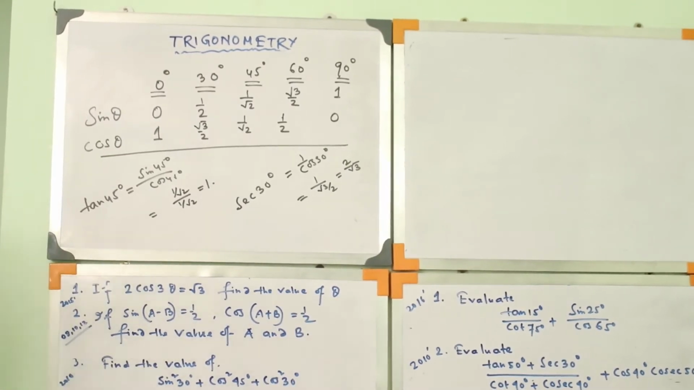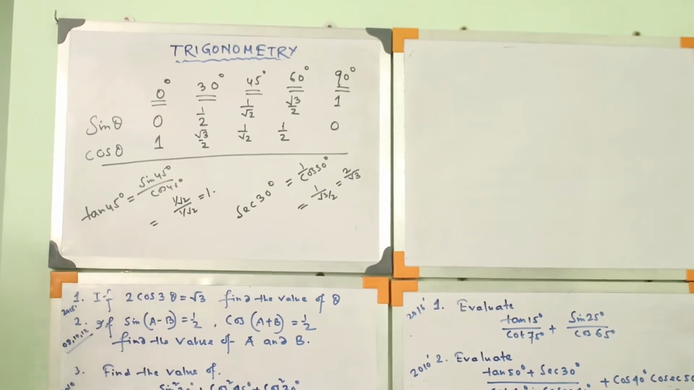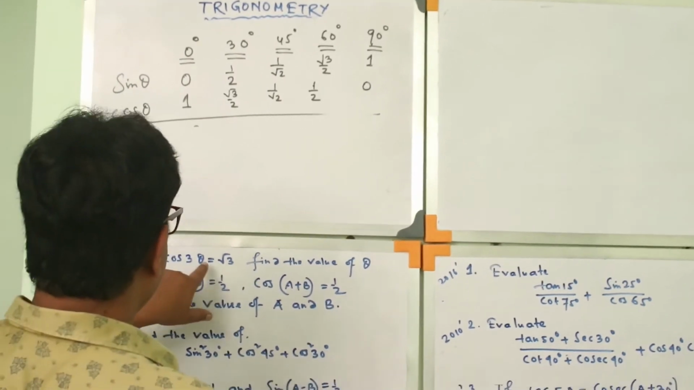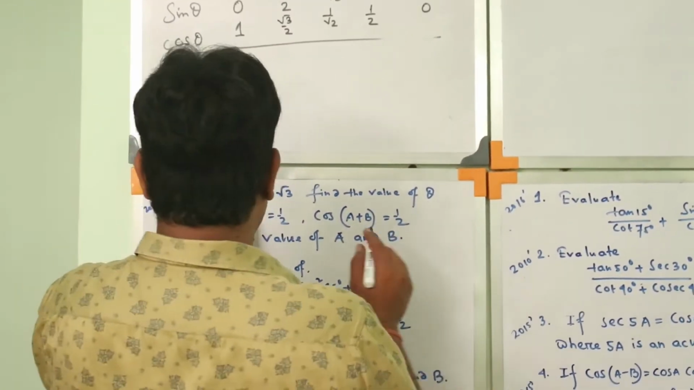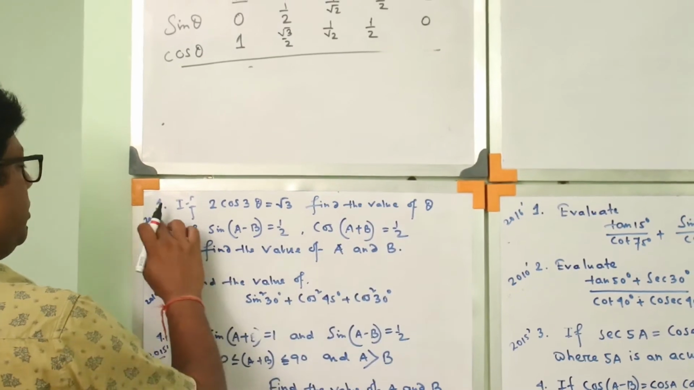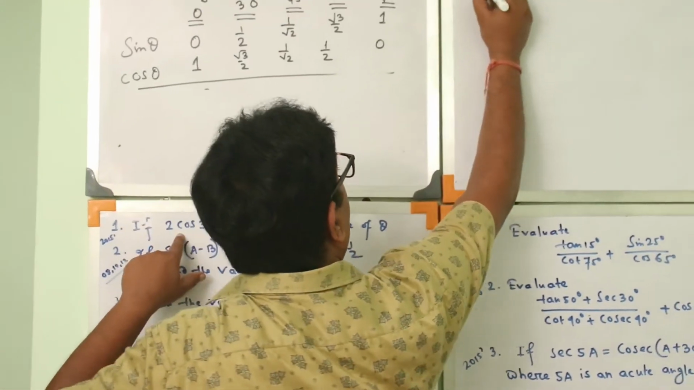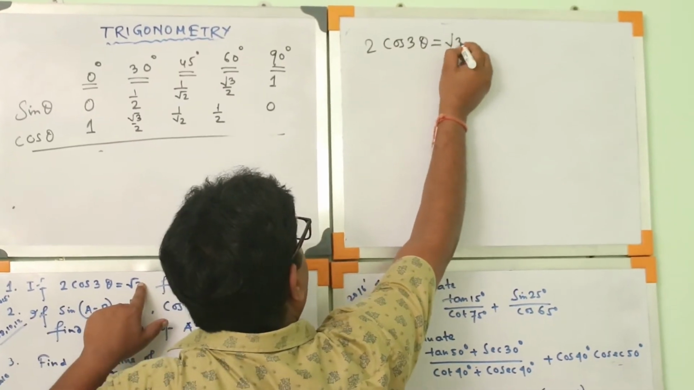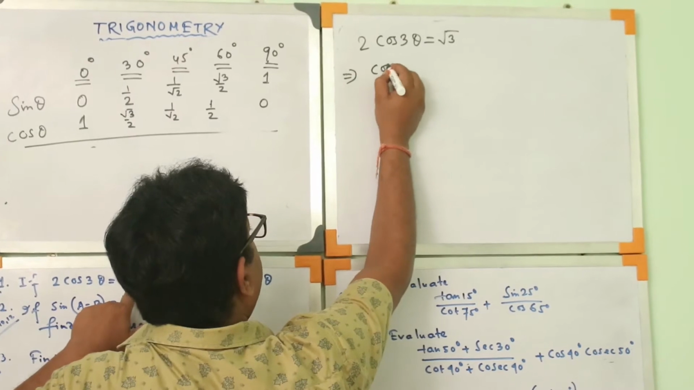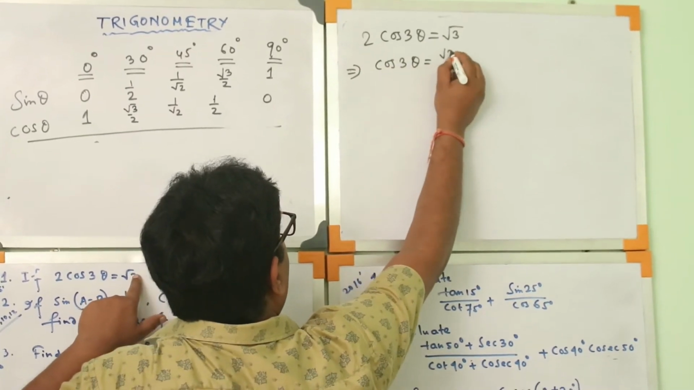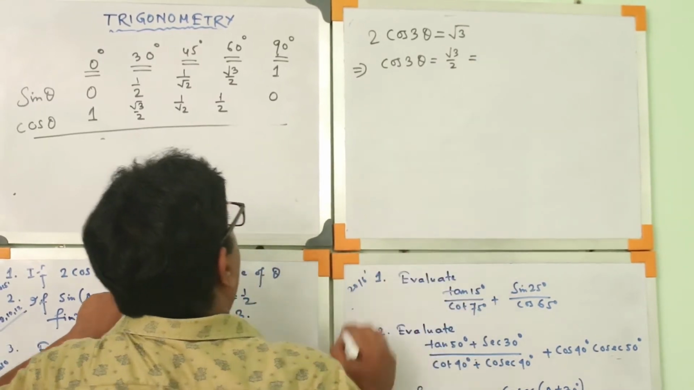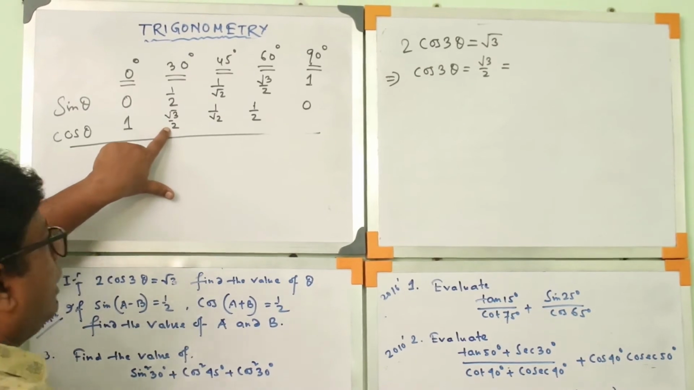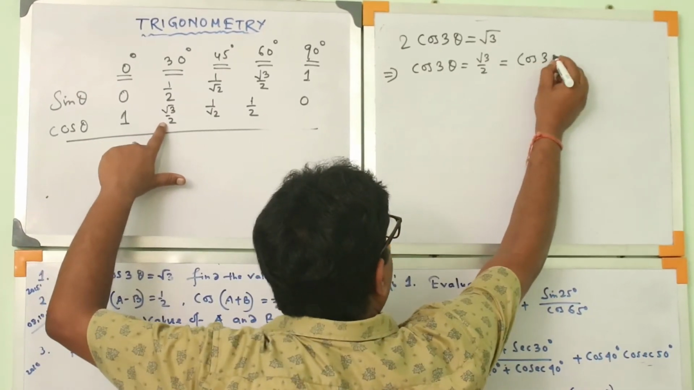Next, I want to solve different CBSE problems. Question number 1. If 2 cos 3 theta is equal to root 3, find the value of theta. CBSE 2015. 2 cos 3 theta is given as root 3. So what will be the value of cos 3 theta? It is equal to root 3 by 2. Root 3 by 2 means cos 30 degree. So this will be equal to cos 30 degree.